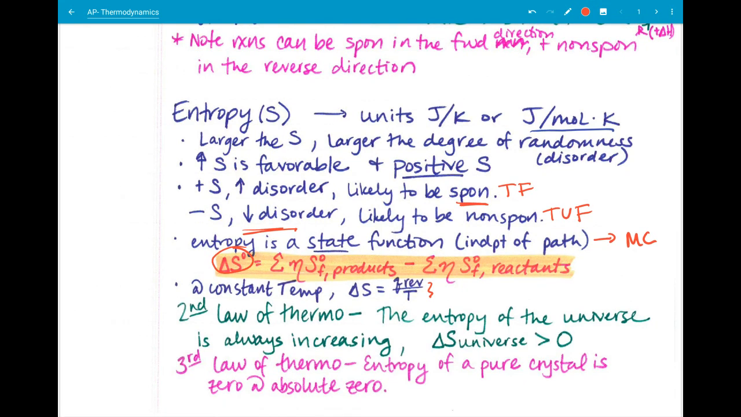Now the second law of thermo says the entropy of the universe is always increasing. The third law of thermo says the entropy of a pure crystal is zero at absolute zero. So the first law had to do with conservation of energy, and these other two laws have to do with entropy.